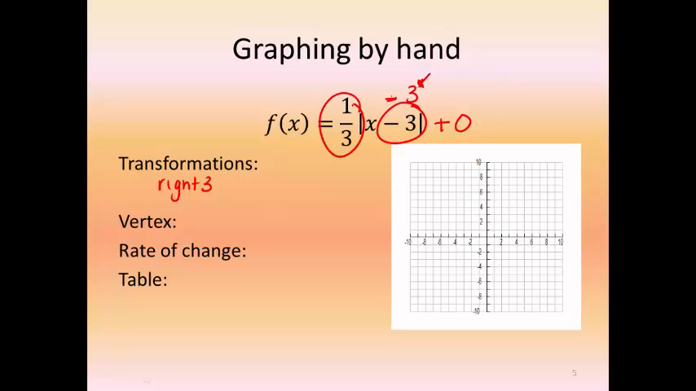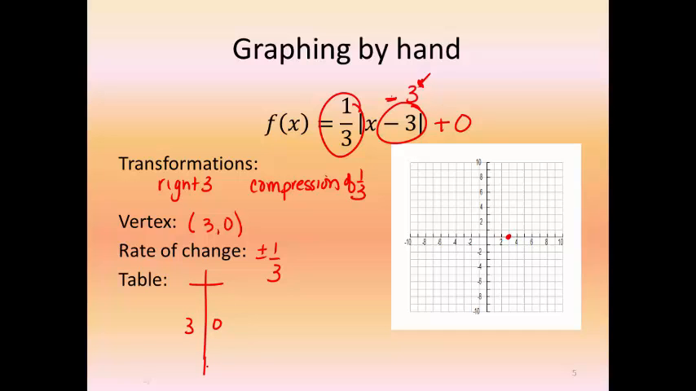And then here, this is a compression of 1/3. My vertex, well, if I only went to the right 3 and I didn't go up or down, then that makes my vertex 3, 0. My rate of change is plus or minus 1/3. And then let's go ahead and make the table, again putting the 3, 0 in the middle.